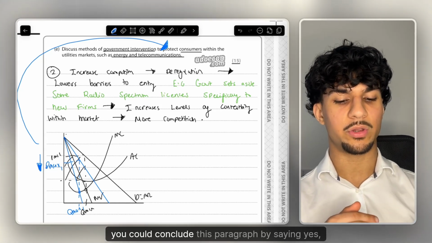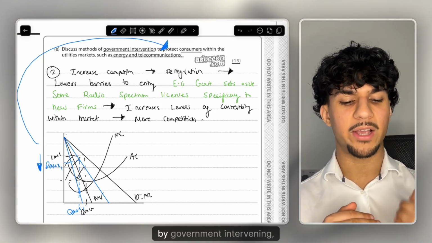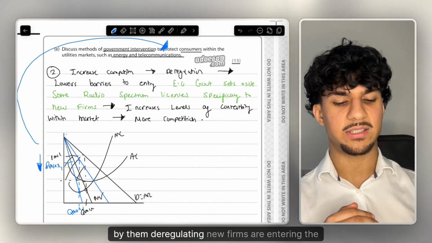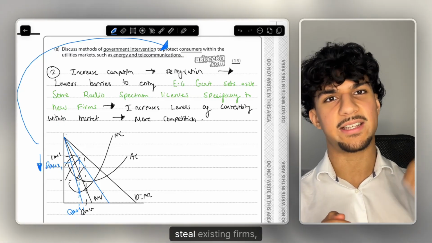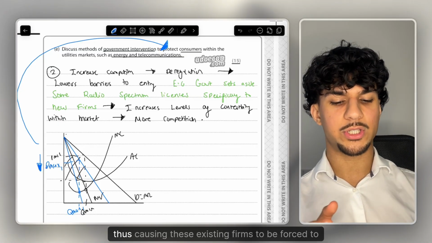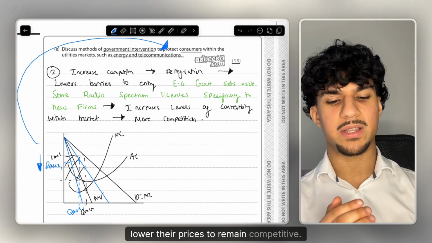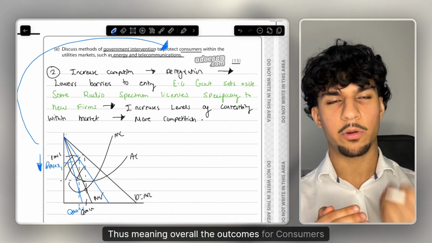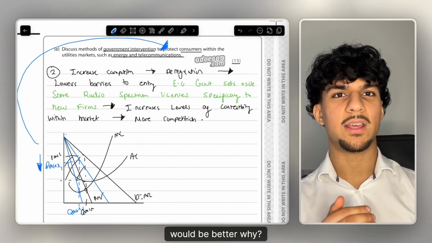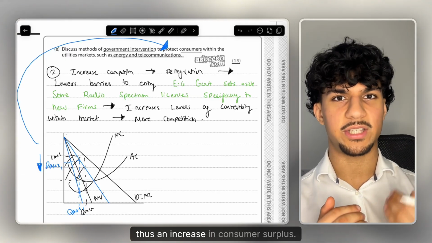So yes, you could conclude this paragraph by saying, yes, by government intervening, by them deregulating, new firms will enter the market, steal existing firms' demand away, thus causing these existing firms to be forced to lower their prices to remain competitive, thus meaning overall the outcomes for consumers would be better. Why? Since prices are lower, thus an increase in consumer surplus.